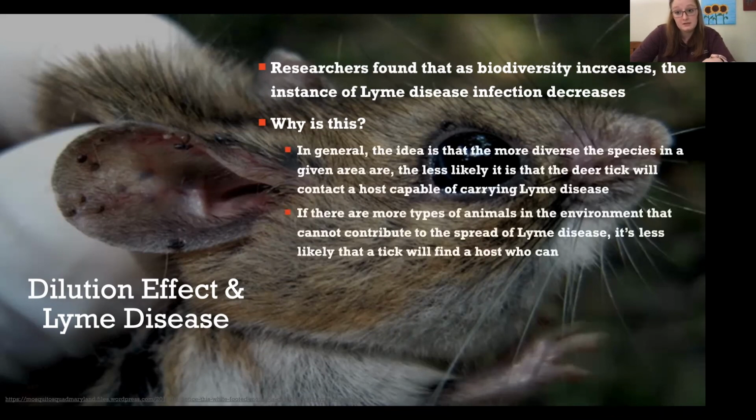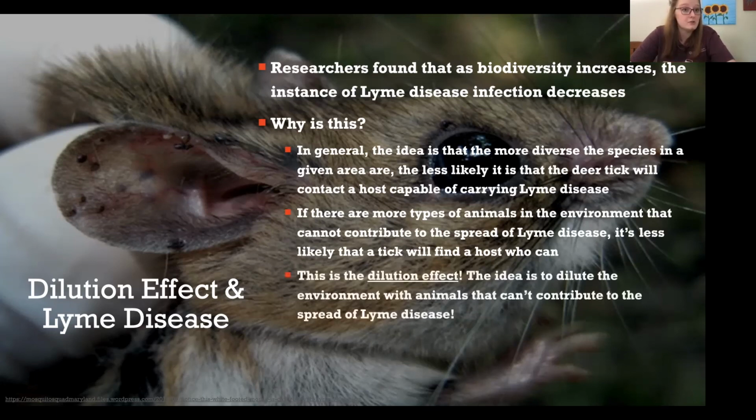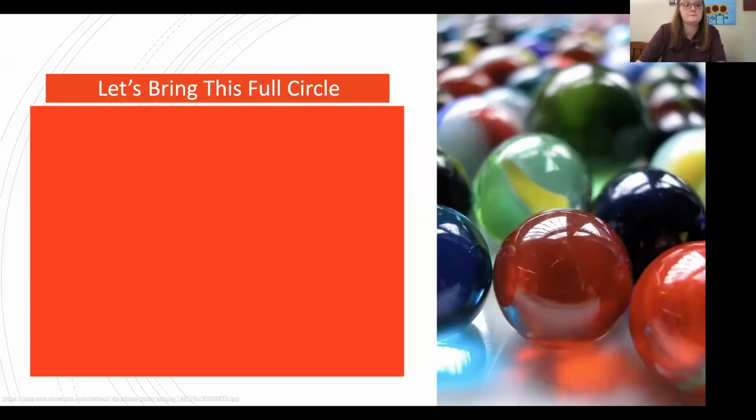So you guys summed it up perfectly. If there are more types of animals in the environment that cannot contribute to the spread of Lyme disease, it's less likely that a tick that bites the animal is biting an animal that can get the disease. This is the dilution effect. The number of animals increasing dilutes out the ability for the disease to be spread. And so the chance of it being spread goes down.